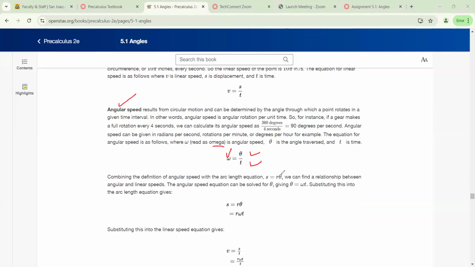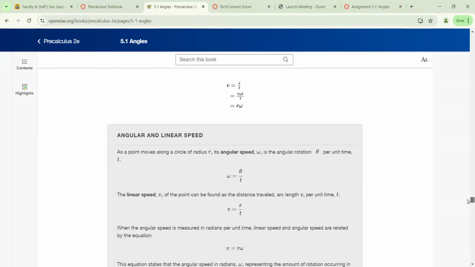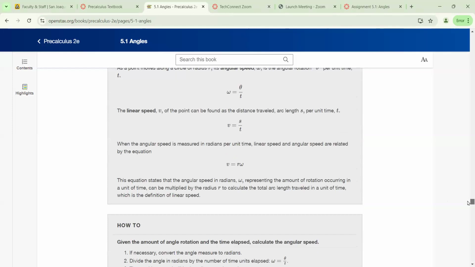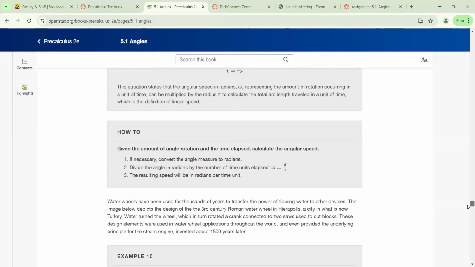Okay. And then using this formula along with S is equal to R theta, if in place of theta you fill omega t, S will become R omega t. So that will be used in certain questions in the exercise as well. Angular and linear speed formulas one more time. W is equal to theta over t, V is equal to speed is equal to distance over time. So S over T is the formula for that.